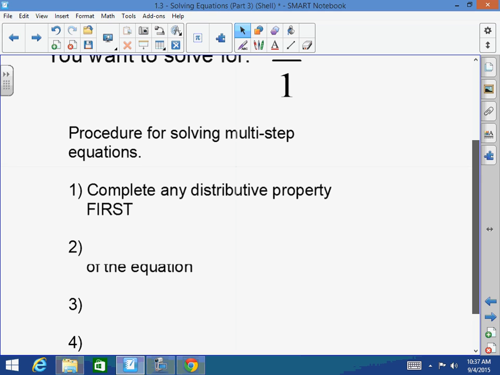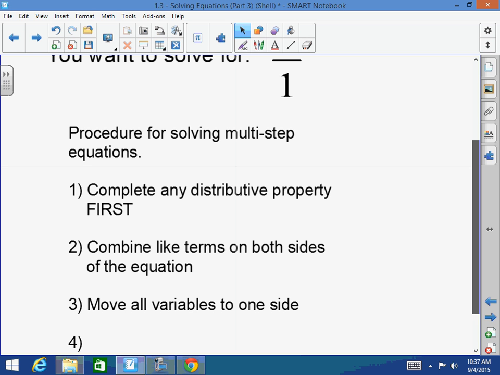Second step, combine the like terms on both sides of the equations. If you remember, gentlemen, like terms are terms that have the same variable raised to the same power. So 3x's plus 4x's, that's 7x's. Okay? So you first distribute anything you have to distribute, then you combine like terms on both sides of the equation. Now you're cleaning up both sides of the equation. You're condensing them a little bit.